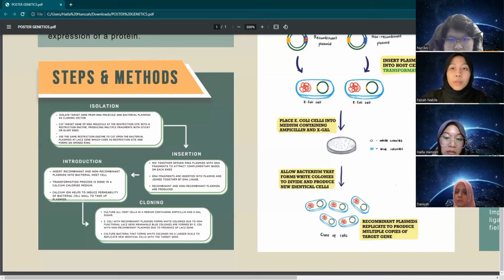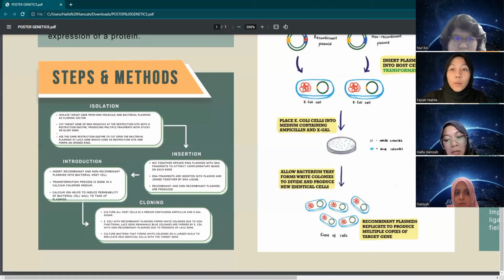The DNA fragments and plasmids will come together, and with the help of DNA ligase, it will join and enclose the spaces between the fragments by forming covalent bonds between the nucleotides. This way, recombinant plasmids are produced. And at the end of the insertion stage, there are two types of plasmids that will be produced.